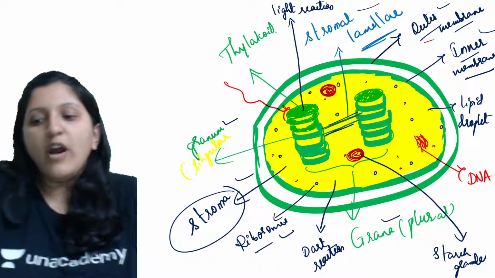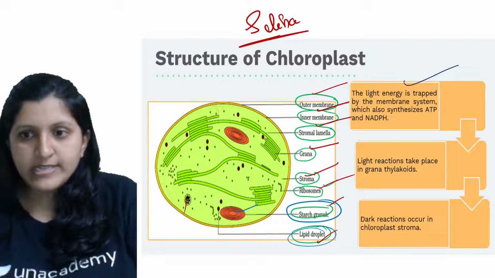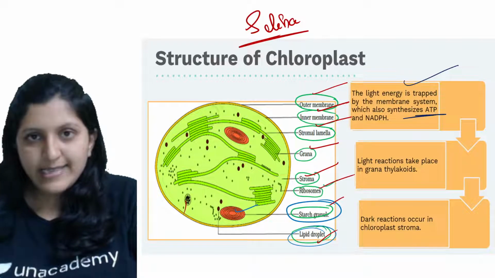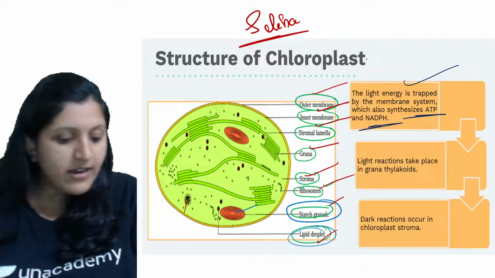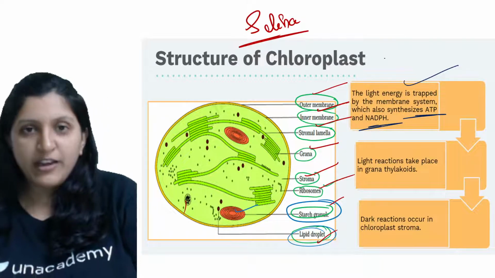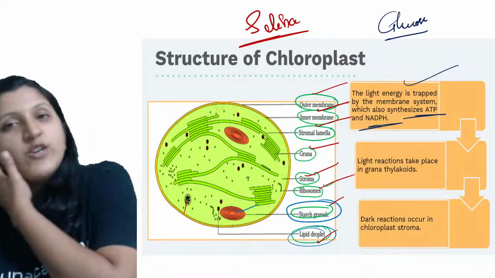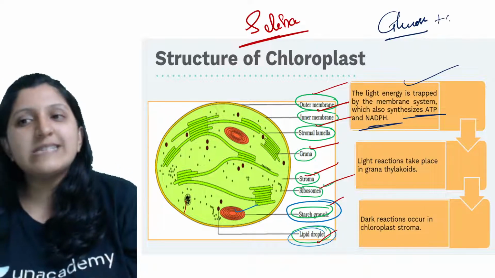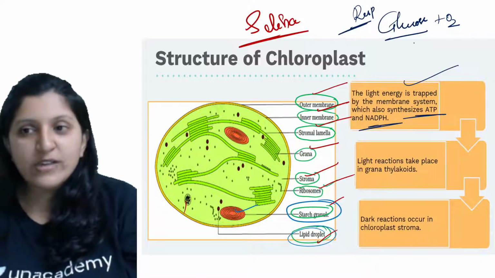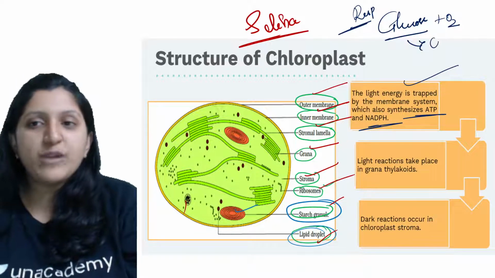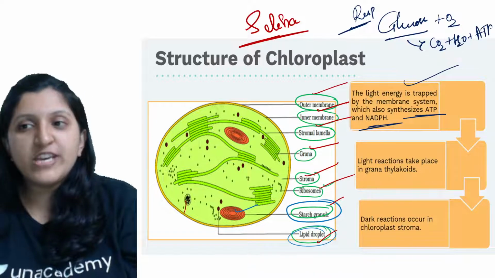Alright then, so the structure of the chloroplast is done. Light energy is trapped by the membrane system, which also synthesizes the ATP and the NADPH. So here basically energy synthesis occurs, and the same energy is used in many different reactions, mainly to synthesize glucose. Later on, once the glucose is synthesized, it gets oxidized, which is actually the respiration process. Glucose gets oxidized, and there is formation of carbon dioxide and water, which are waste products, and energy is produced.